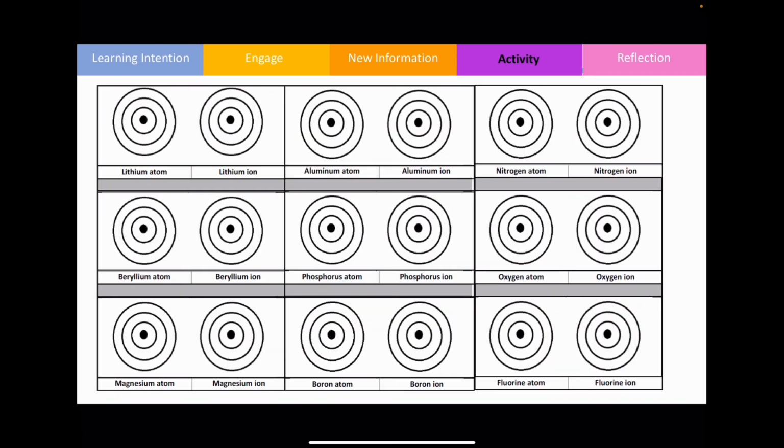What I'd like you to do is have some practice drawing the Bohr diagrams for the following atoms and ions. This is the end of the video.